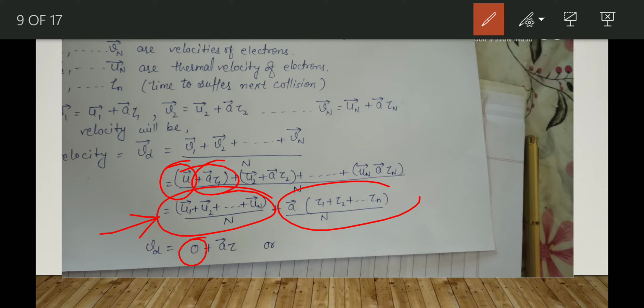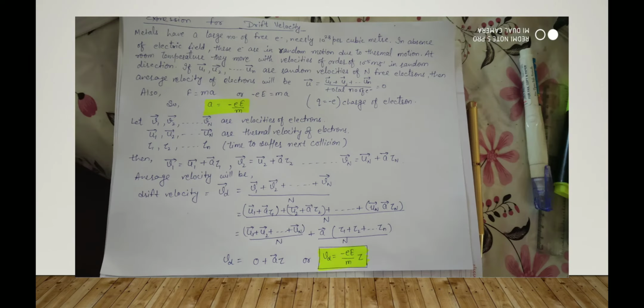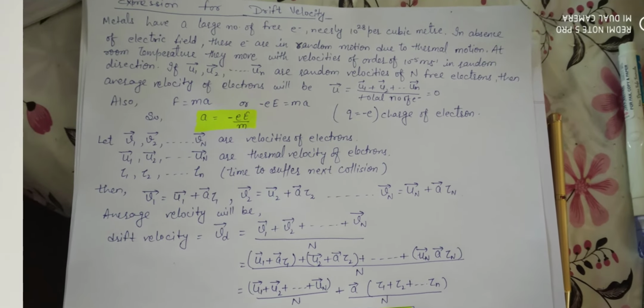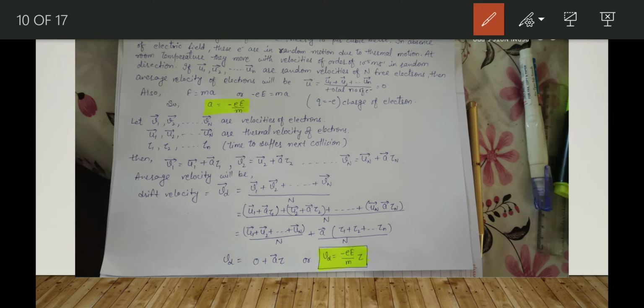Now what we have done? a is like this, and τ, what is τ? τ is the average of all τ1, τ2 and τn like that. So Vd is equal to aτ. Now we have already found the expression of a, so put this a, minus eE by m, in this equation. Vd is equal to 0 plus aτ, and put the value of a in this. Then we can find the expression for drift velocity: Vd is equal to minus eE by m into τ.